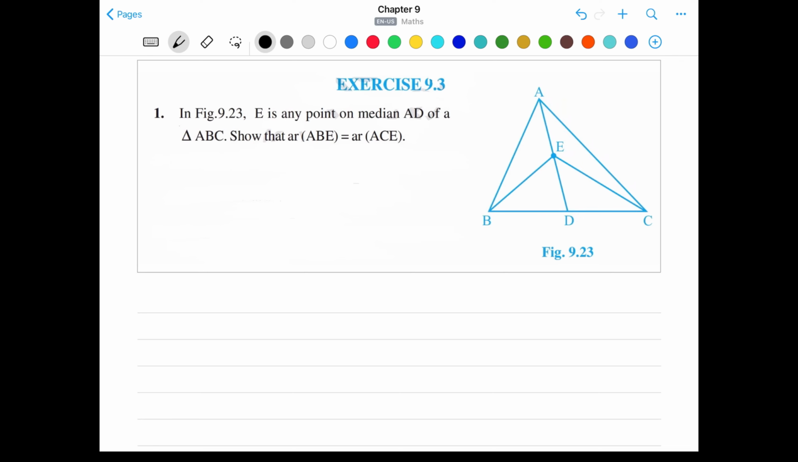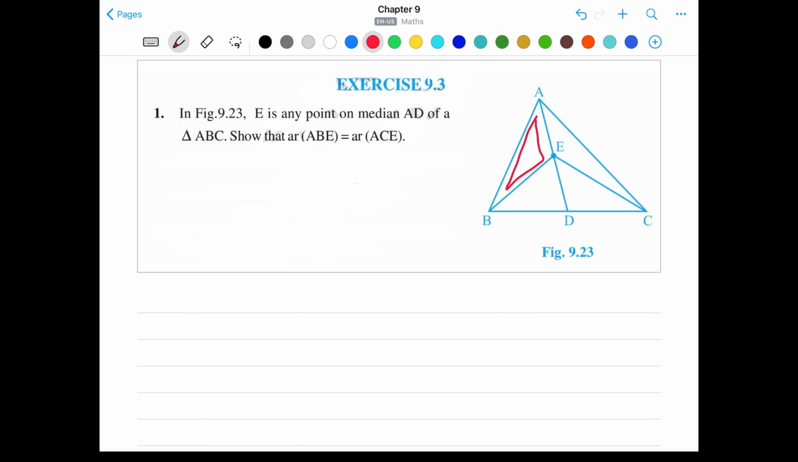Okay, what we have to prove here is that the area of triangle ABE is equal to the area of triangle ACE. Okay, we have to prove the areas of these two triangles are equal. So let's start answer number 1.